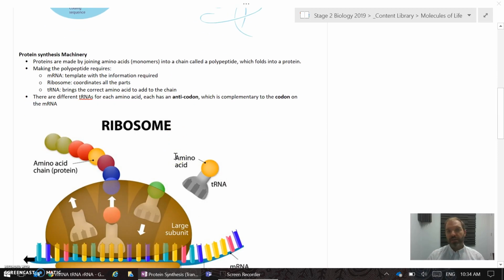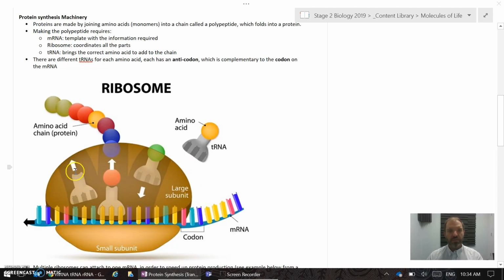So what are the main things going on here? Really, we're trying to make an amino acid chain or a polypeptide. In order to do that, there are 20 different amino acids that need to be added together in the right order in order to make the right protein. The mRNA provides the information as to which amino acids go in what order. The transfer RNAs bring those amino acids in, and the ribosome coordinates the whole thing.